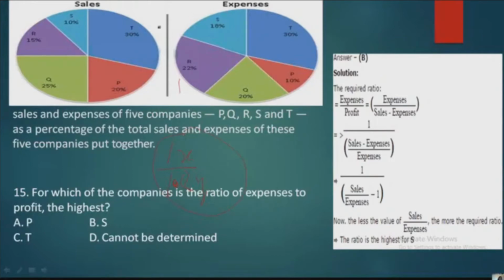Okay, for example, if I take T, see, 3 divided by 3. So here it is 3x divided by 3y, right? So in the way you have to find expense divided by profit, that is sales by expense ratio, that ratio should be the lesser one. So you will find the highest value. Okay, yeah. So now here when we go in that way, the company which is having the condition is S. The company S is having the condition.